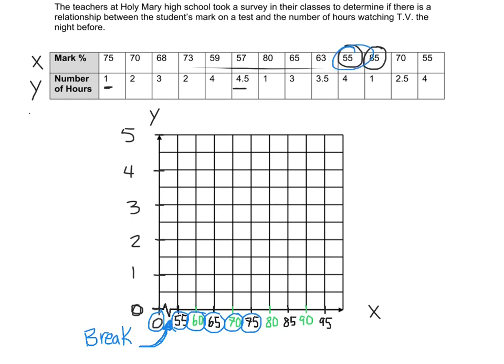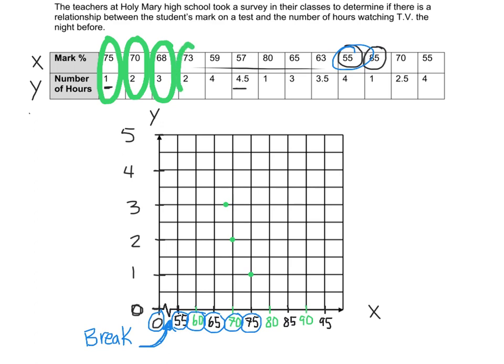All right, so let's actually plot the points now, and I will plot the points, let's say, in green. So if I plot the points in green, let's take a look at the first point. The first point gives me 75 for x and 1. So 75, 1, that's right there. The next point is 70 for x and 2 for y. So 70, 2 is right here. Then I have the next point is 68, 3. We'll have to ballpark the 68. So 68, 3 is somewhere around here.